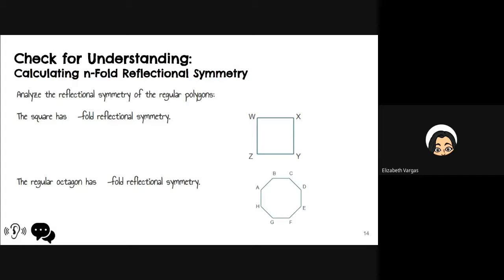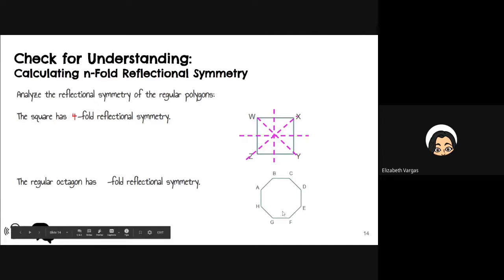Remember, if we have a regular polygon, we count the number of sides. A square has 4 sides, and so we have 4-fold reflectional symmetry. So the number of sides is equal to the number of lines of symmetry. So you see those there. And so that being said, here we have a regular octagon. This is a regular polygon. We know an octagon has 8 sides, so how many fold reflectional symmetry do we think it has?